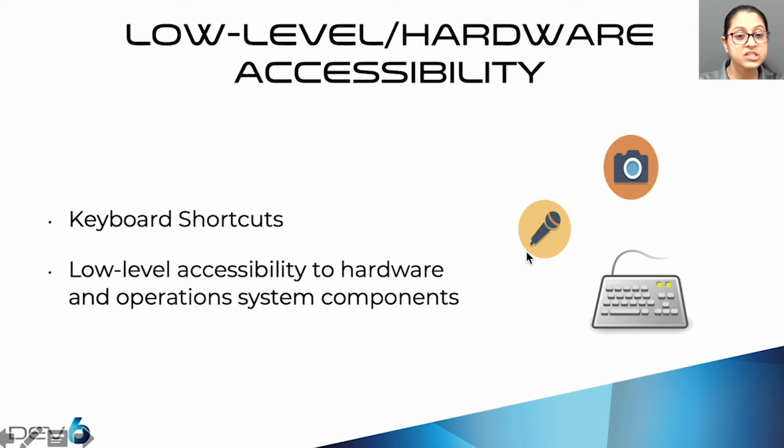And the next feature, which is again very important, is low level hardware accessibility. That means if you're creating an Electron app, you will have keyboard shortcuts. You can have access to the microphone, keyboard, camera, everything, which is actually done via Node.js, right? Like we told, through the main process. So you're gonna get hold of all these features of your underlying operating system, and you can make some interesting features in your desktop app using this.